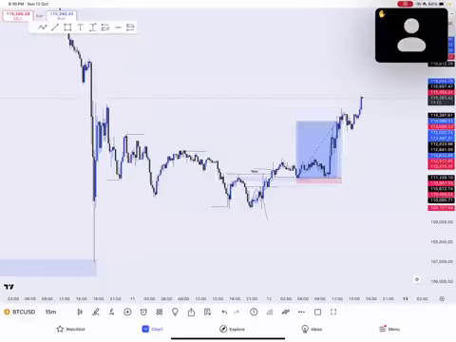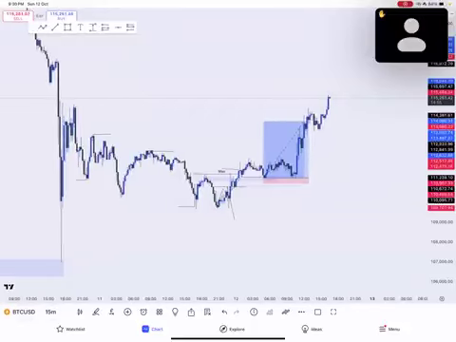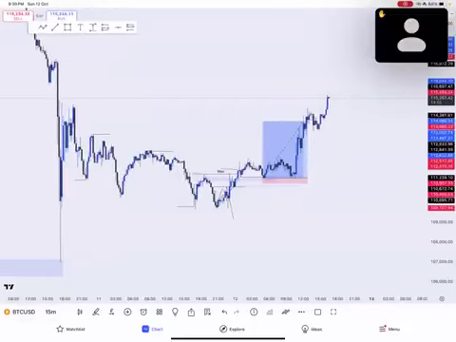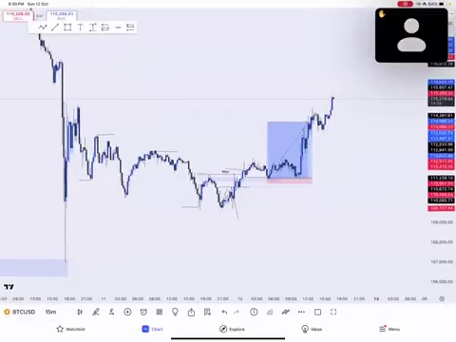So I had to just keep waiting until I see an MSS. And eventually I saw it here. It does not matter where you see the MSS as long as it still happens.